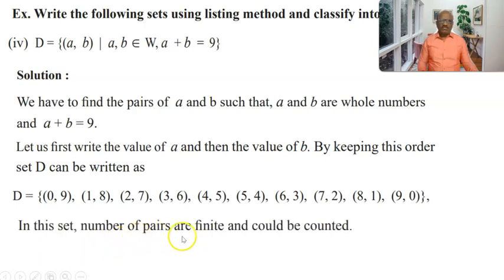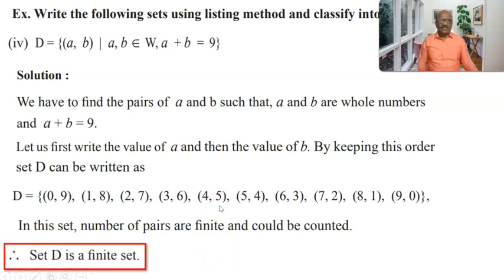In this set the number of pairs are finite and could be counted. आपण count करू शकतो ते 1, 2, 3, 4, 5, 6, 7, 8, 9, 10. Okay, and therefore this set is a finite set. Okay, set D is a finite set.